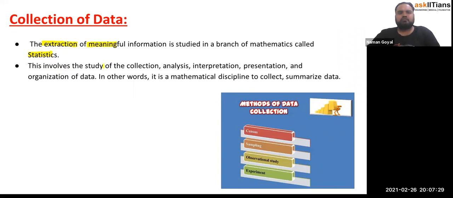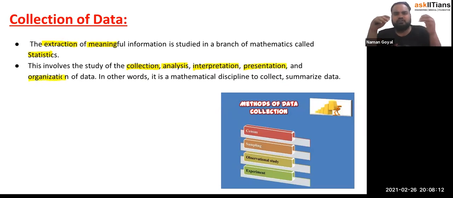This involves the study of the collection. First we collect the data, then we analyze that collected data. Look, what did we do? First we collected the data, okay? Then after that we analyze that data, what exactly the data is about. Next is interpretation, means we make our own interpretation that yes, this data is saying this, okay? After that we present that data and organization of data in an organized form.